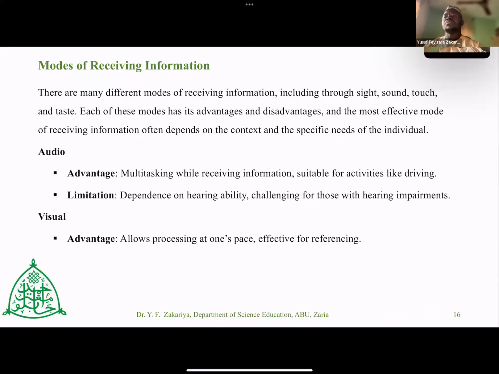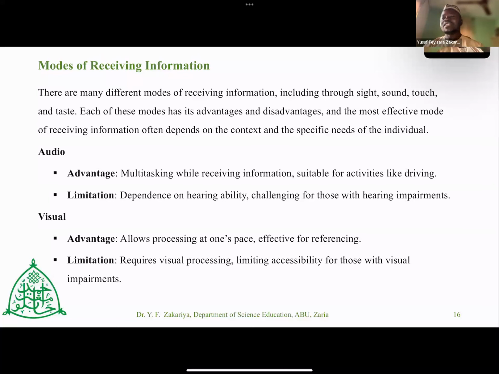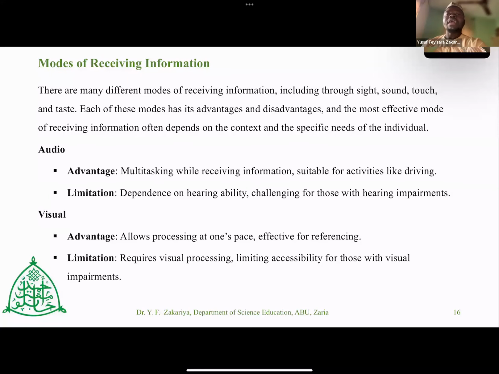So visual actually offers some advantages when it comes to receiving information. But the limitation is that, again, if you have impairments in your vision, then this can be something problematic. Like people that are blind will find it difficult to receive information which is visual, but they will prefer sound, audio. All right. People that are deaf but can see will prefer visual.